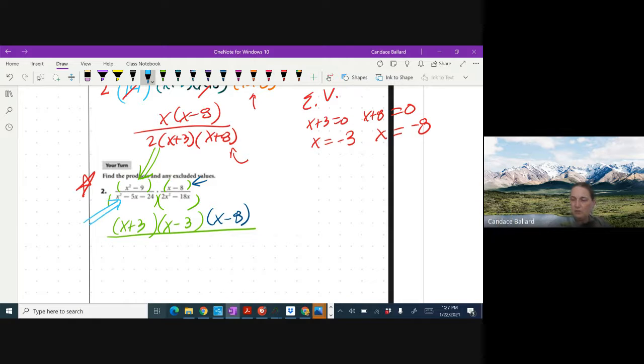What type of factoring do I have to do for that trinomial? Can you guys tell me that in the chat? What kind of factoring do I need for the trinomial?